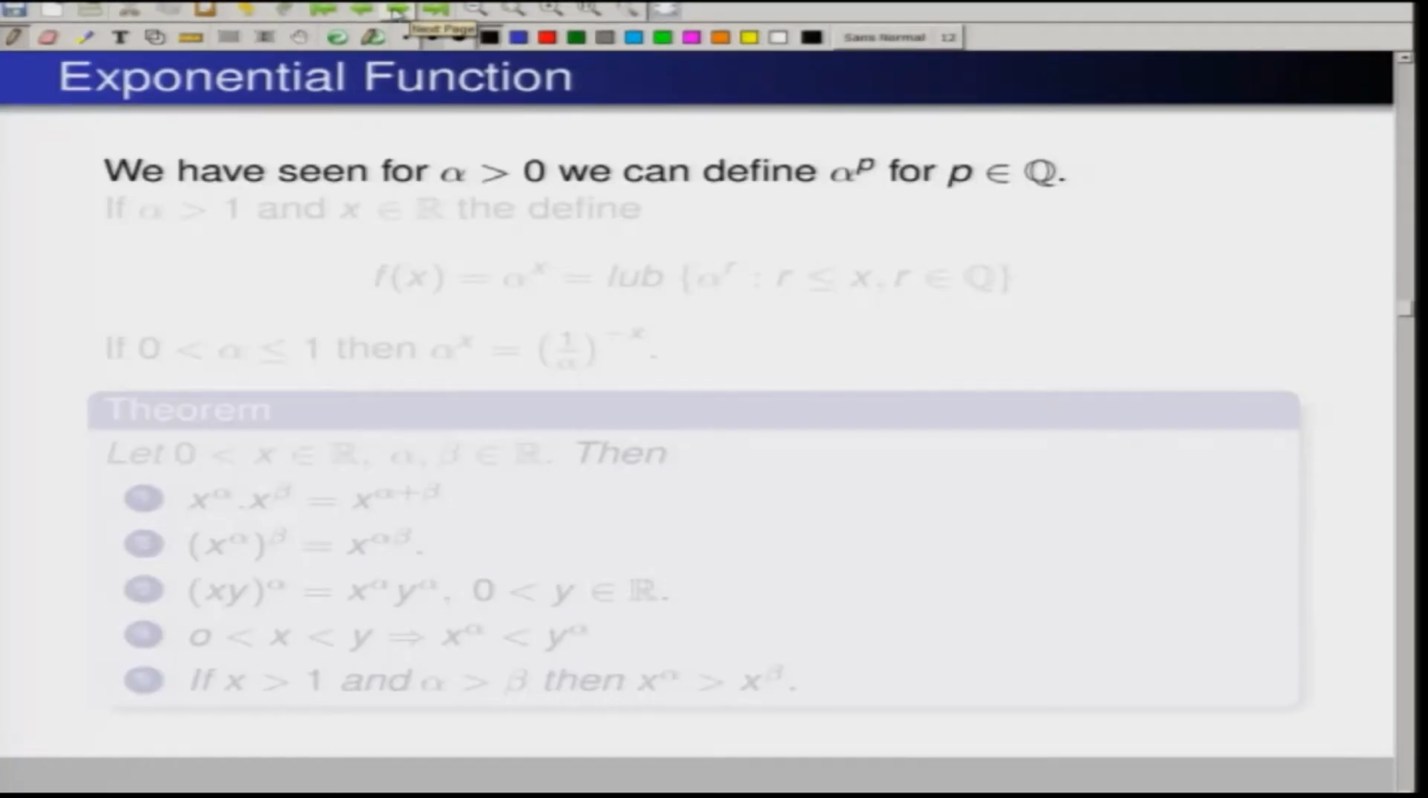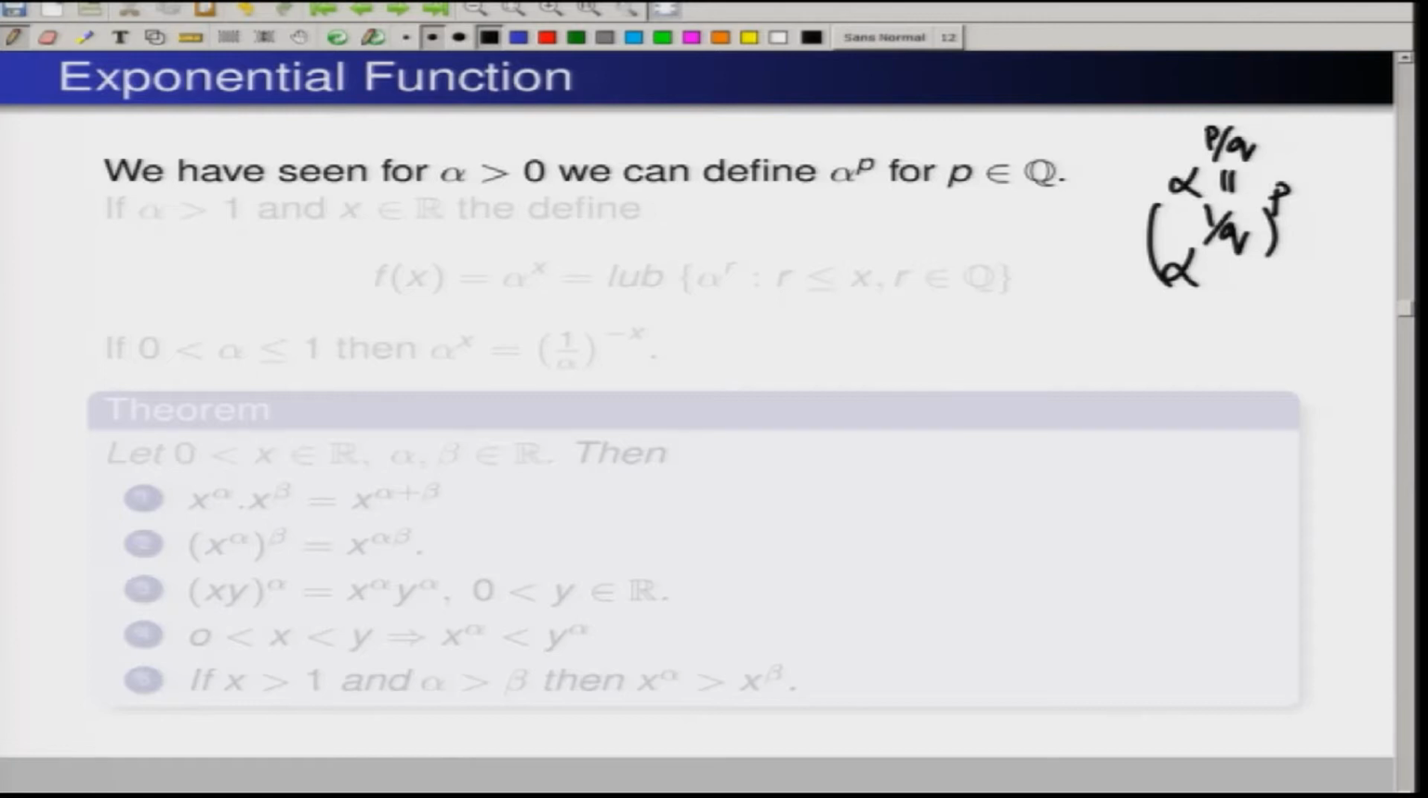Now, for alpha greater than 0, we can define alpha to the power p if p is a rational number. Suppose you want to define alpha to the power p by q. We know that q is an integer, so alpha to the power 1 by q exists, because the qth root exists. Now I take that whole thing to the power p, and this is nothing but alpha to the power p by q. So if alpha is greater than 0, then we can always define alpha to the power p for p belonging to Q.